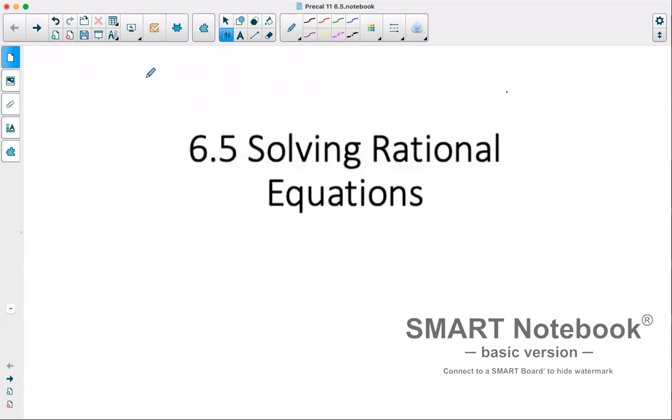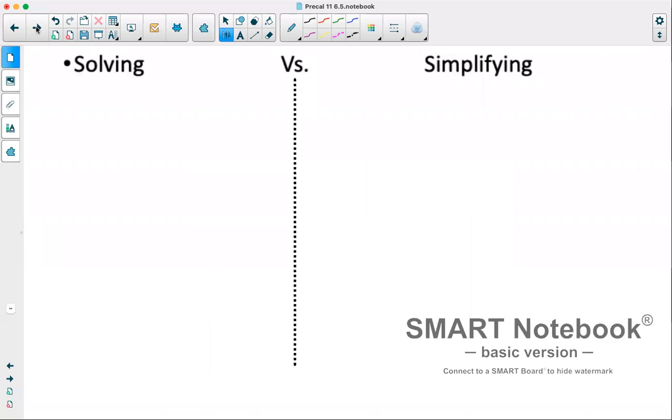Hi, today we're going over section 6.5, which is solving rational equations. Now, with solving them, we'll have some differences from when we're simplifying. So whenever we're solving, there will always be an equal sign in the equation. If we're simplifying, there's never an equal sign.